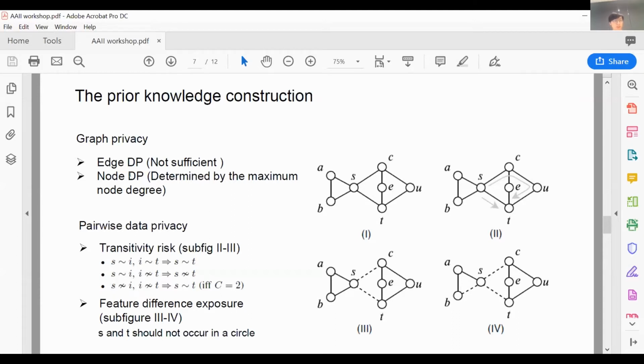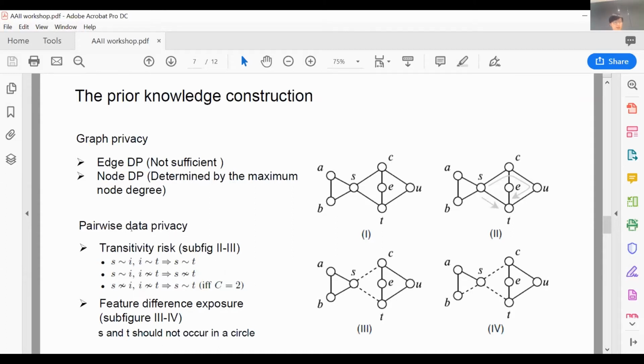Also, there is node DP. Node DP is to remove the maximum degree node. In this figure, the maximum node degree is node S. So if we want to use node DP, we just remove four edges in this case.